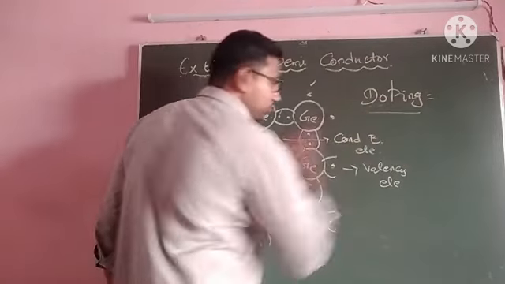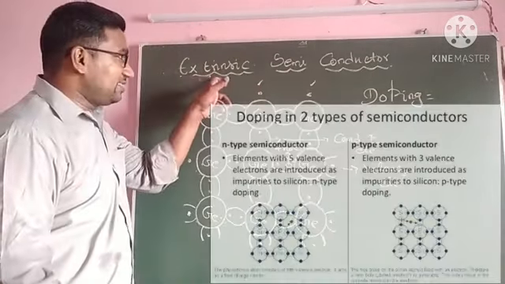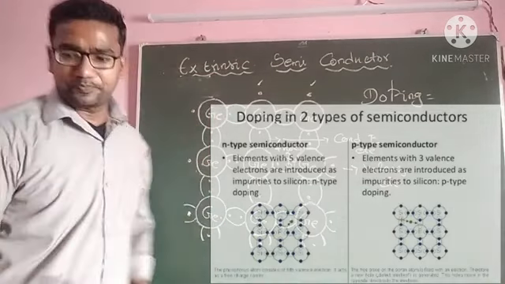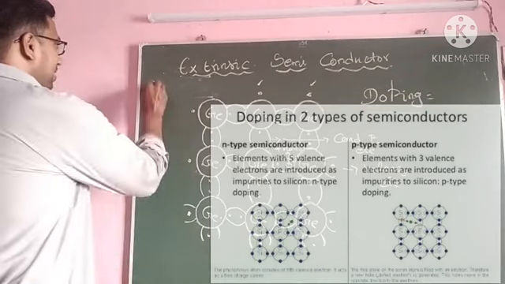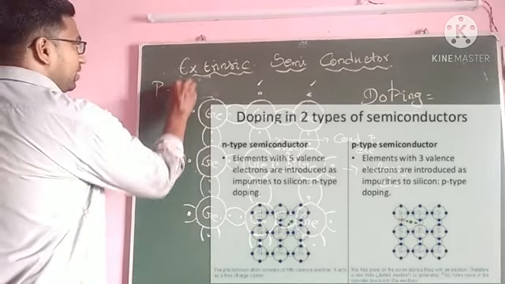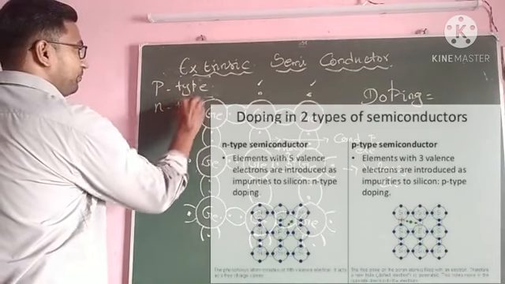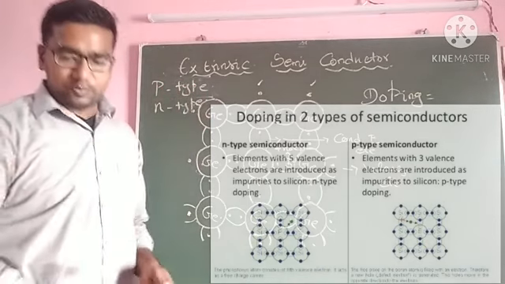On the basis of doping, the extrinsic semiconductor can be classified into two types. One is the P-type semiconductor, another one is the N-type semiconductor. Let me discuss one by one.